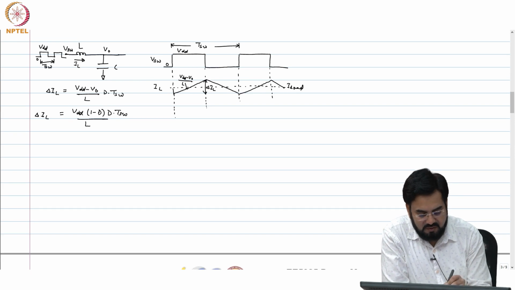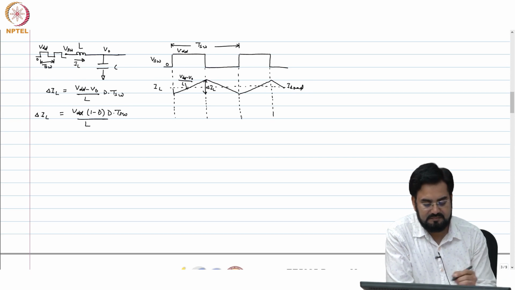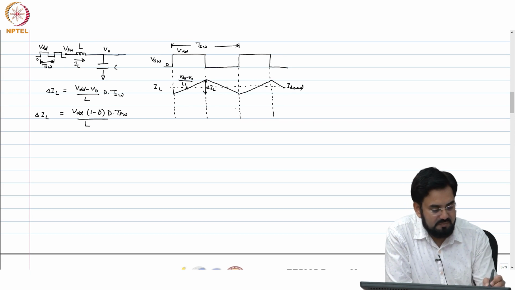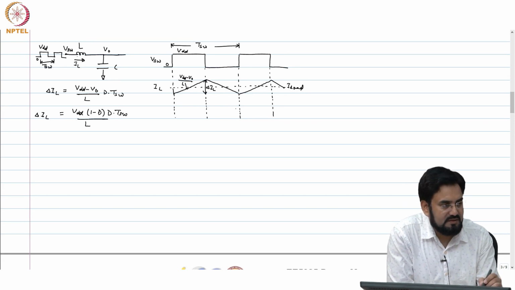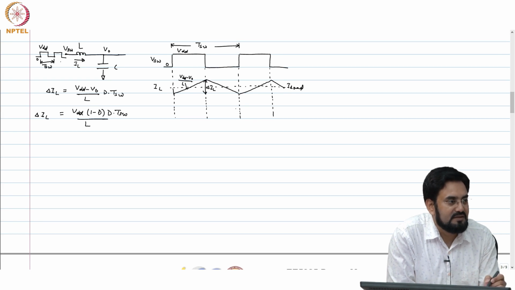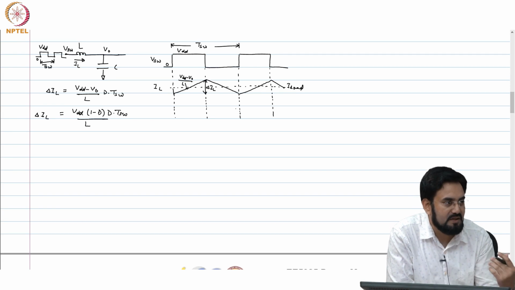So, if I want to draw the output voltage, how will it look like? So, what is happening here? Your input waveform gets integrated and converted into current, inductor current, okay. That is why your square wave gets converted into ramp.